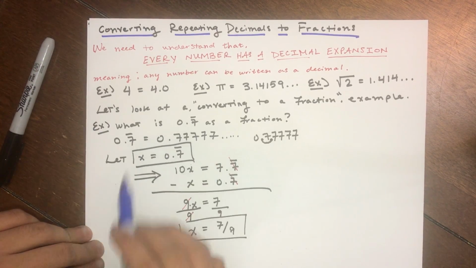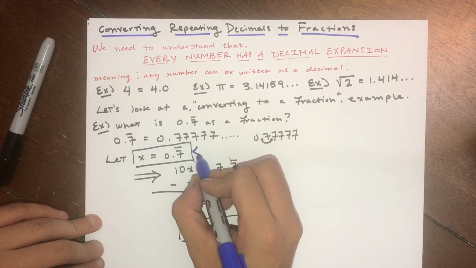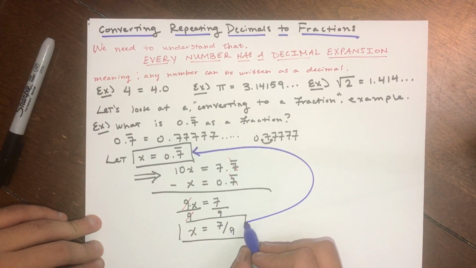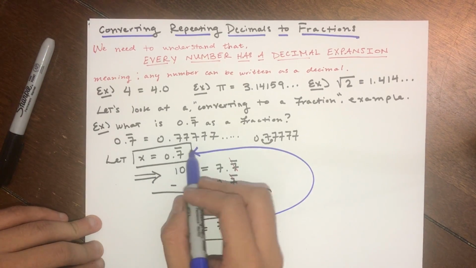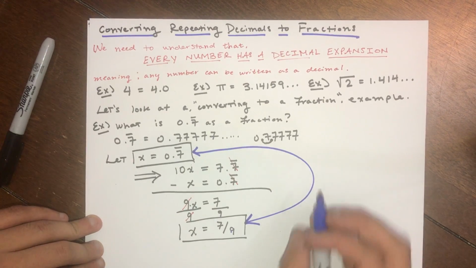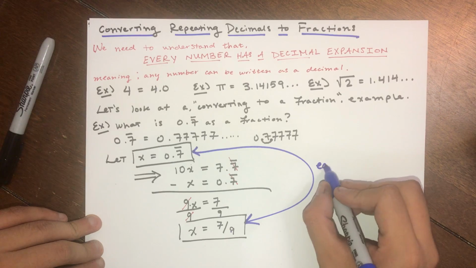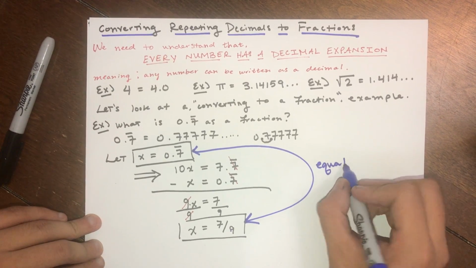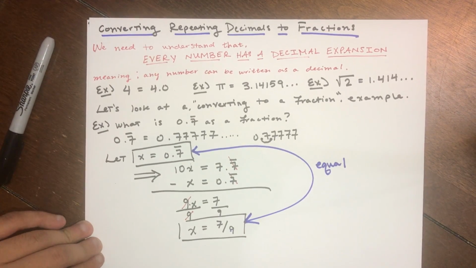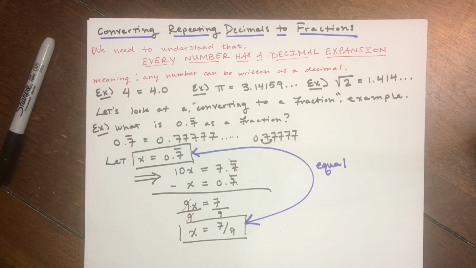This is the entire purpose of what we did, to get this as a fraction. So 0.7 repeating as a fraction is 7 over 9. Please note that these two are equal. That's the reason we did all of this. Let's look at another example.